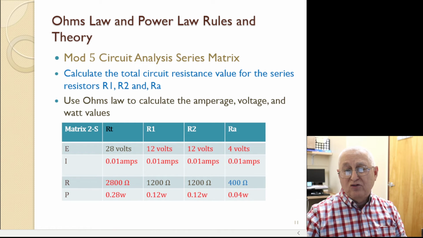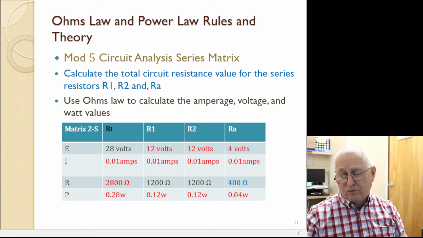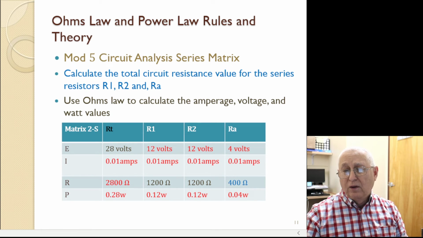Our power is I times E. So we have 0.01 times 28 is going to give us 0.28 watts. 0.01 times 12 is going to give us 0.12 watts. This is the same. 0.01 times 12 is going to give us 0.12 watts. And 0.01 times 4 is going to give us 0.04 watts. If we add this up, we will get 0.28 watts.